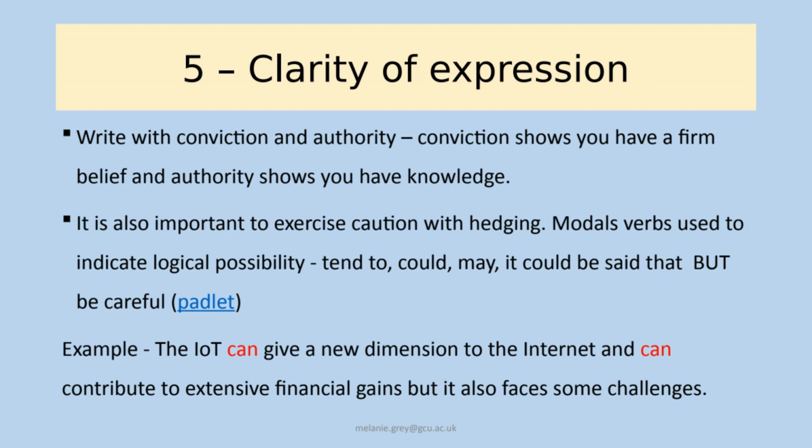Okay, so you use clear expressions at all times. You write with conviction and authority. Conviction shows you have a firm belief, and authority shows you have the knowledge. It's also important to exercise caution with hedging. So hedging is used when you're trying to put across something that perhaps you are either not too sure about, or you don't want to make specific assumptions. And modal verbs are used to indicate logical possibility: tends to, could, may. However, if you look in the Padlet, these are to be used with caution.